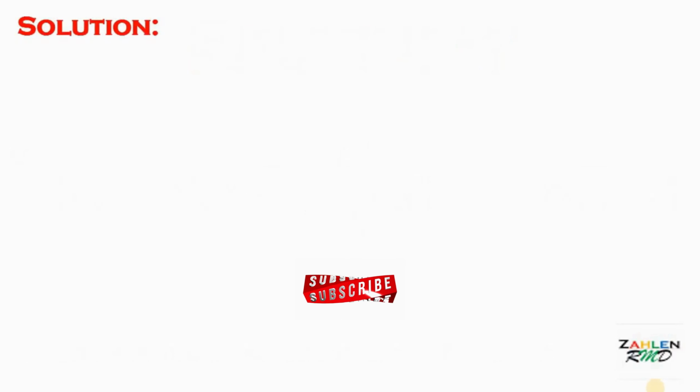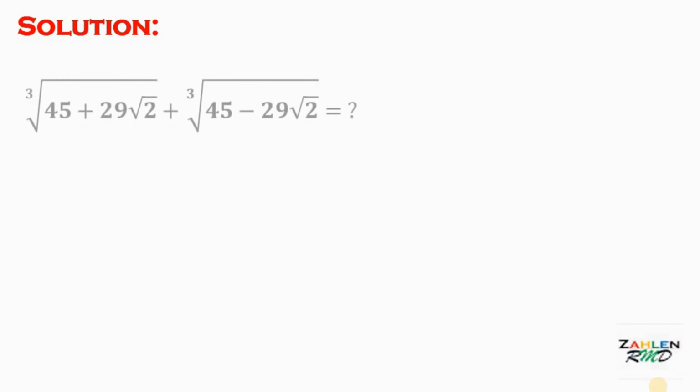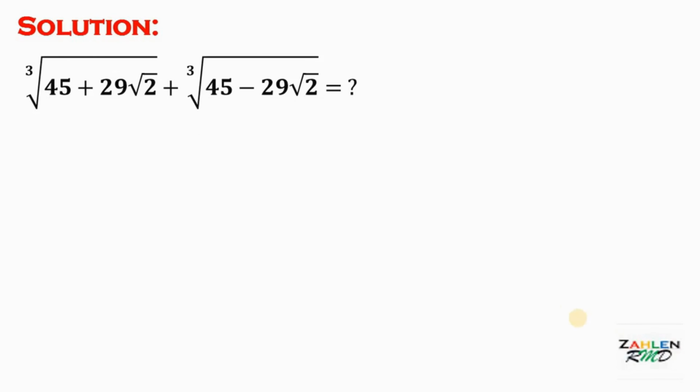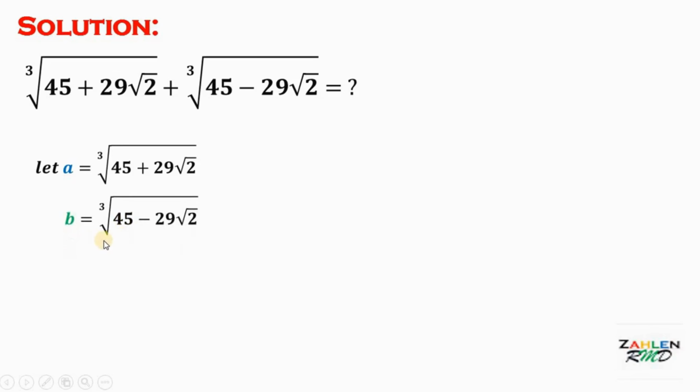And I hope you paused this video. Now, let's see if you got the correct answer. Here's again the question. First thing to do is to let A be equal to the cube root of 45 plus 29 multiplied by the square root of 2, and B be equal to the cube root of 45 minus 29 multiplied by the square root of 2.